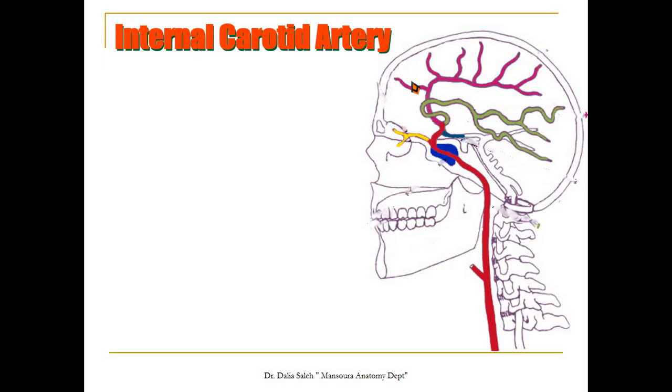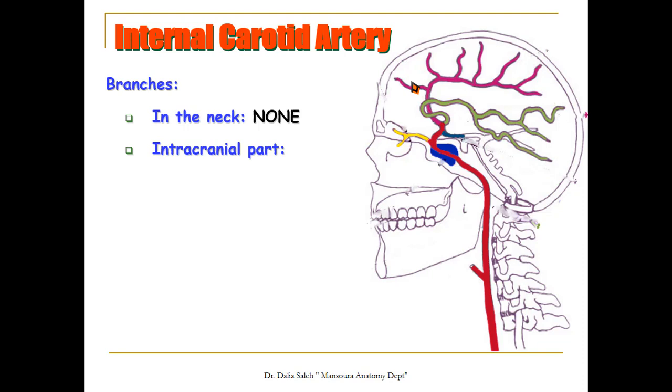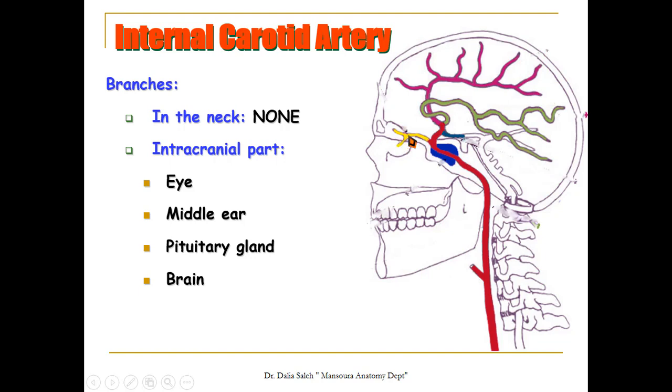Okay, this is another diagram to show the branches. In the neck, it has no branches. Inside the cranial cavity, it starts to give branches to the eye, to the middle ear, to the pituitary gland, and to the brain. This one will supply the eye. The ophthalmic artery will supply the eye. It will give hypophyseal branches to the pituitary gland. It will give tympanic branches to the ear, and finally will divide into two terminal branches to supply structures here inside the brain.